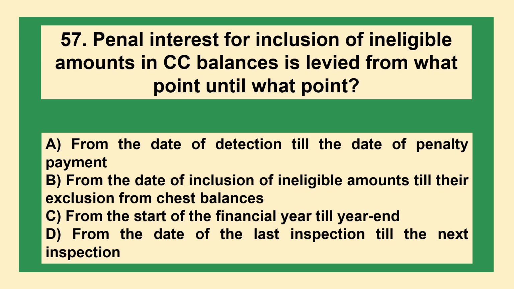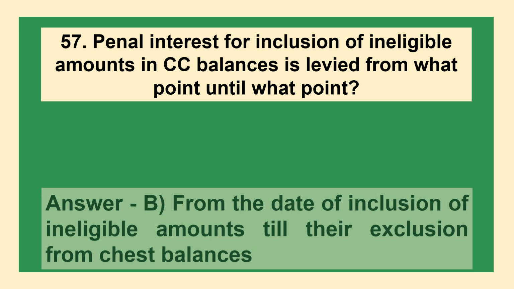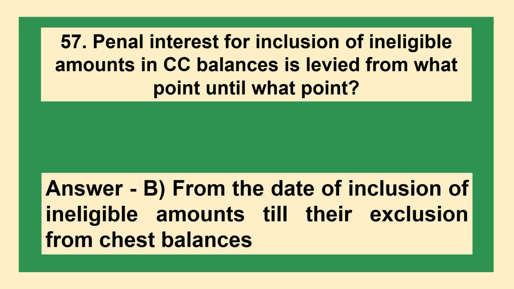The penal interest for inclusion of ineligible amounts in CC balances is levied from what point until what point? Option A, from the date of detection till the date of penalty payment. Option B, from the date of inclusion of ineligible amounts till their exclusion from chest balances. Option C, from the start of the financial year till year end. Option D, from the date of the last inspection till the next inspection. The answer is option B, from the date of inclusion of ineligible amounts till their exclusion from chest balances.